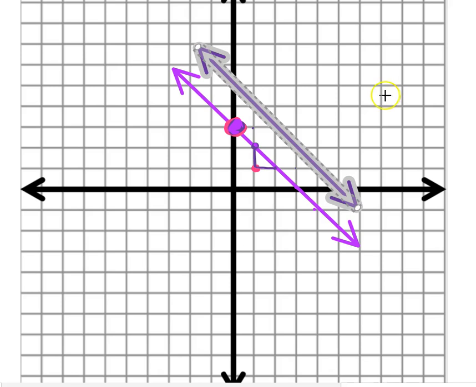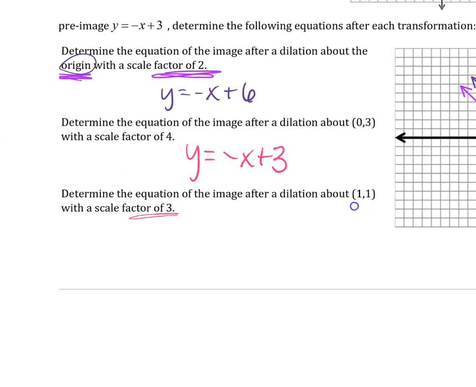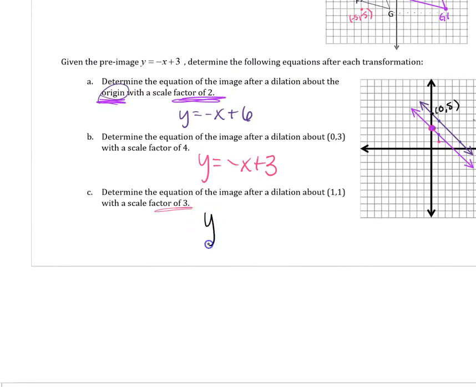Okay, and then by getting those 2 points, I can work backwards to figure out the y-intercept, which appears to be 5. Okay, because I knew the slope had to remain the same because angle measure is always preserved in a dilation. So, slope is still the same. Y-intercept is now 5. So therefore, the equation of my line is y equals negative x plus 5.